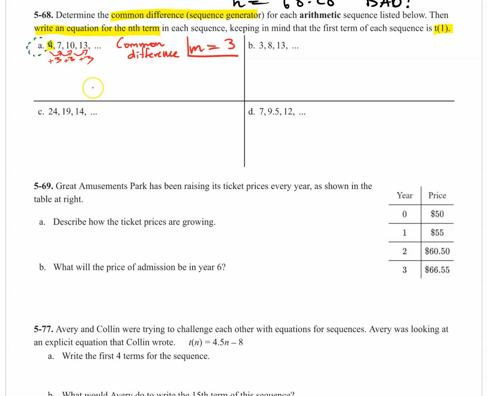Alright, so to write the equation, T of n equals 3n plus, and then we have to add our starting value right here. So to get our starting value, we find the 0 term. So that's the imaginary number that would be at the beginning of the list. And in this case, that's 1. 3n plus 1.